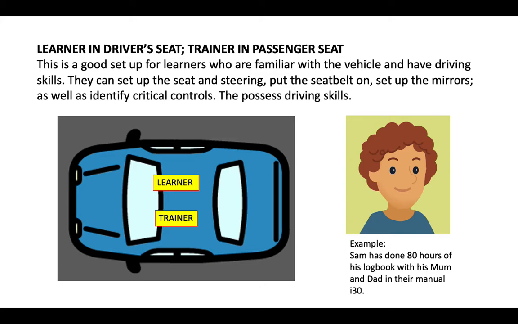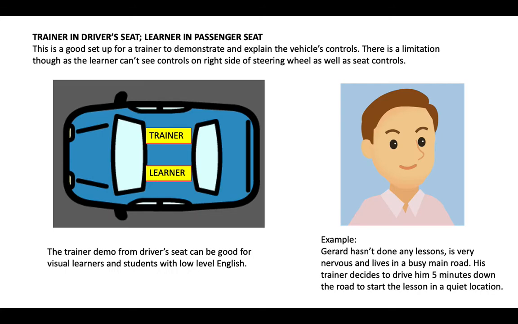So our example here on the right is Sam has done 80 hours of his logbook with his mum and dad in their manual i30. That setup of learner in the driver's seat, trainer in the passenger seat would be appropriate for that starting lesson. Okay, this scenario, trainer in the driver's seat and learner in the passenger seat.